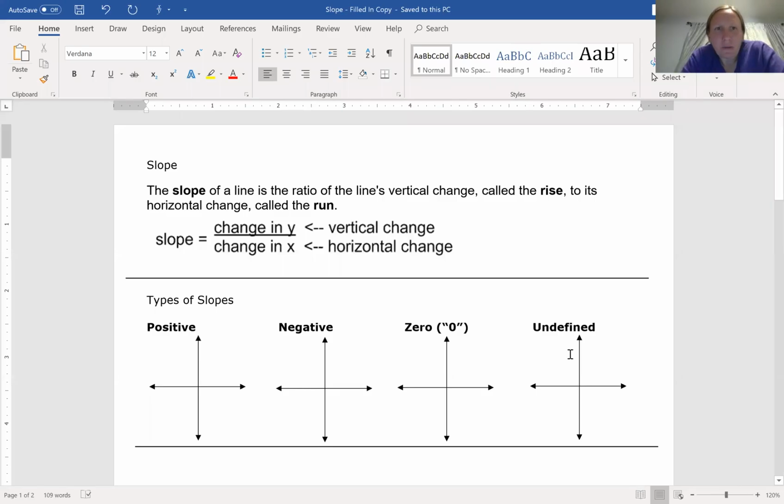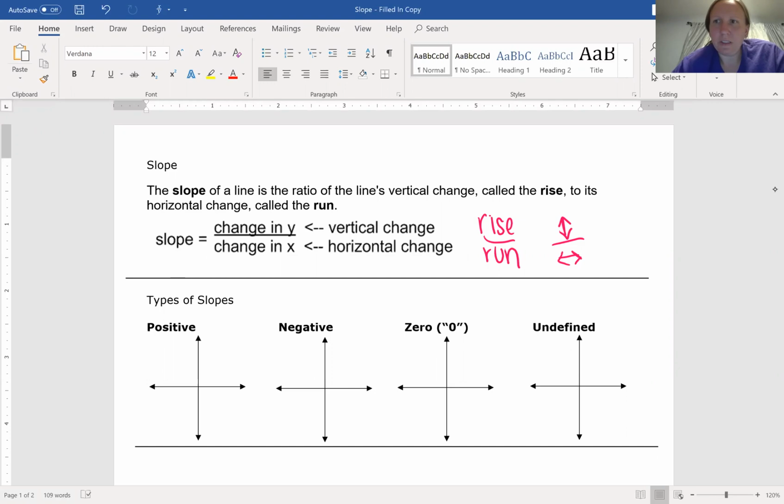Okay, this video is about slope. Slope is the ratio of a line's vertical change, called the rise, to its horizontal change, called the run. There's a couple ways we can write this ratio. We can say change in y over change in x, which is vertical change over horizontal change, which is rise over run. Rise is up and down, run is left and right.